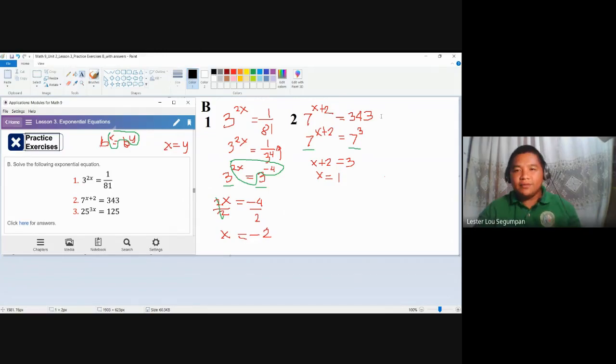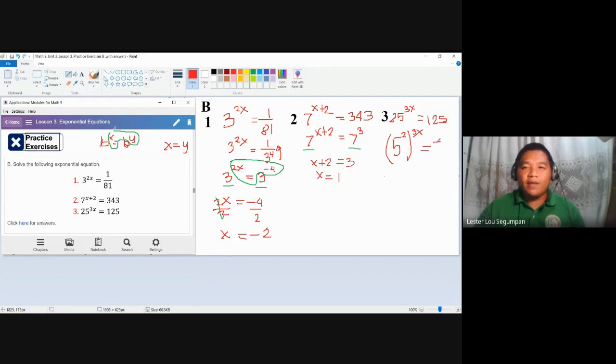And as for the last number, number 3, we have here the equation 25 raised to the power of 3x. Sorry for that. Let's make it better. 25 raised to the power of 3x is equal to 125. We cannot express 125 as base 25, but we can express both sides of the equation as base 5. 25 can be expressed as 5 squared, and you still have the exponent 3x. It equals 125, which is 5 cubed, because 5 times 5 is 25, times 5 is 125.